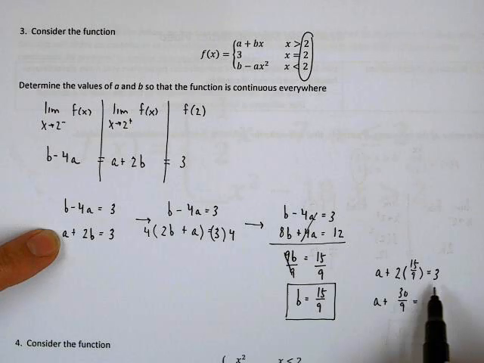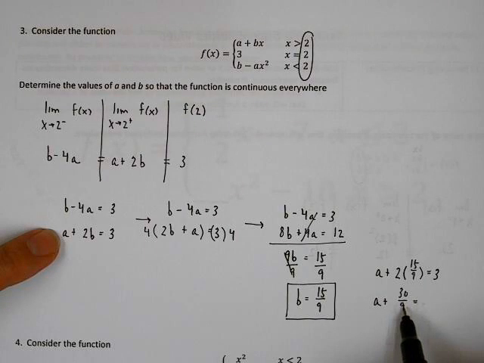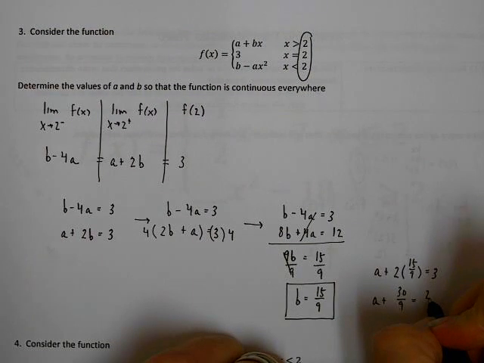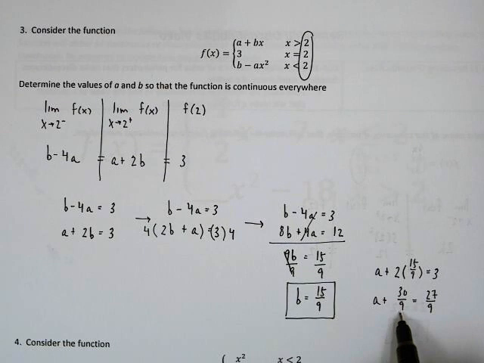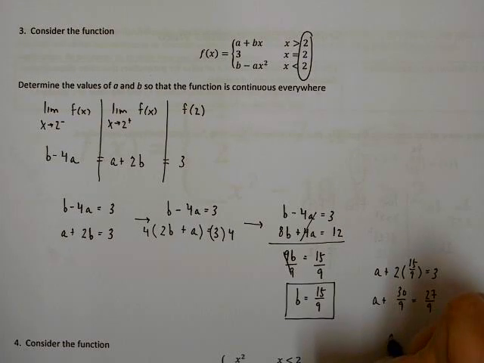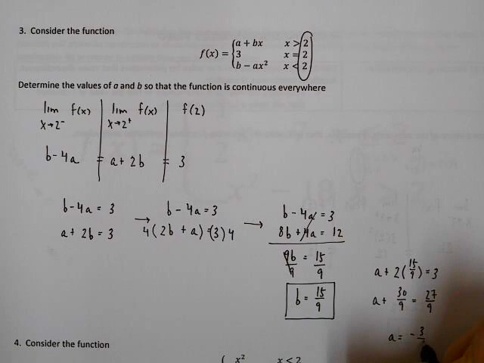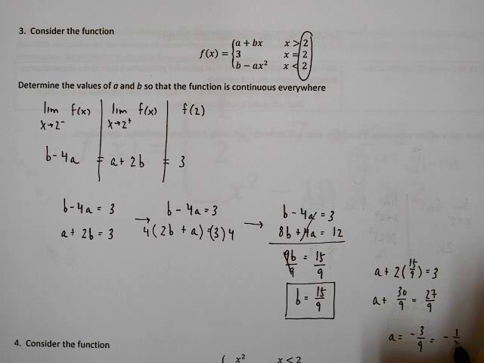Now, I'm going to go ahead and give this a denominator of 9 as well, because I know I'm going to have to subtract this fraction. So 3 is the same as 27 over 9. I'm going to subtract 30 over 9 from both sides. So I'm going to get a equals negative 3 over 9, which is the same as negative 1/3.